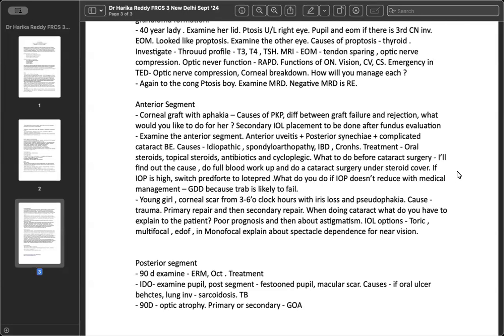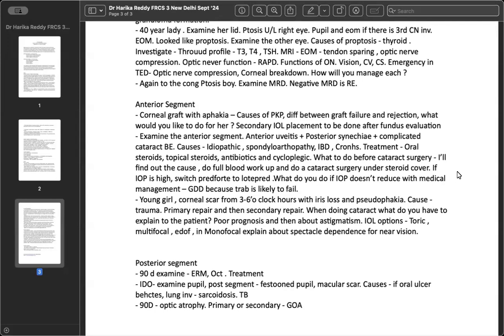So they asked me what would you like to do for her? I told her that I would give a plus secondary IOL after fundus evaluation. And moving on to the second case, they asked me to examine the anterior segment. This patient actually had anterior uveitis with posterior synechiae and complicated cataracts in both the eyes.